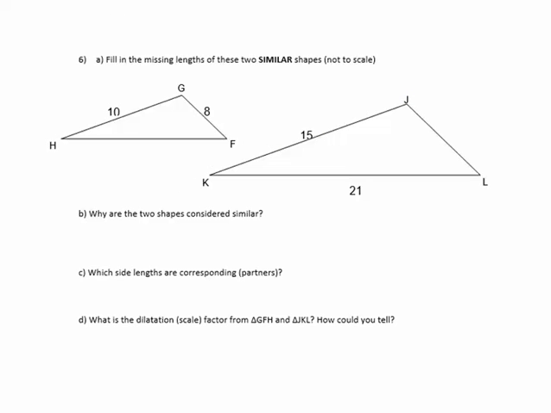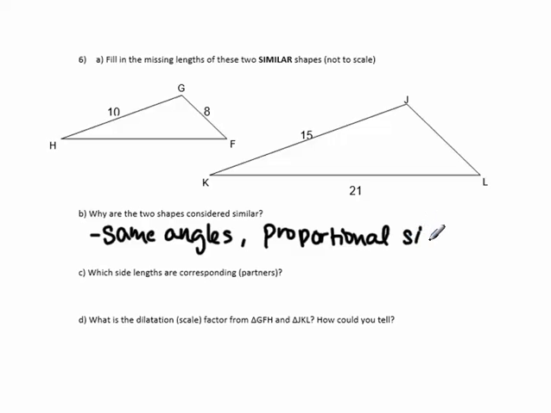So first of all, let's just answer a couple of these questions. Why are the two shapes considered similar? Well, they're similar because they have the same angles, and they also have proportional side lengths. And then letter C, which side lengths are corresponding? So in this case, the angles will always be in the same kind of area.